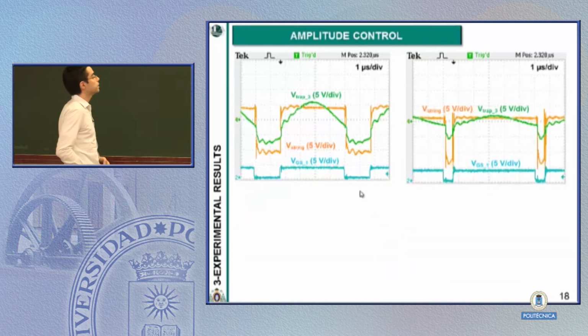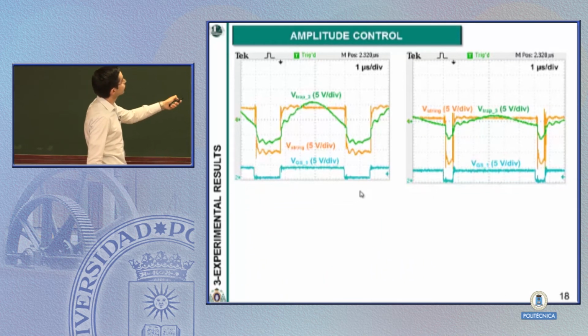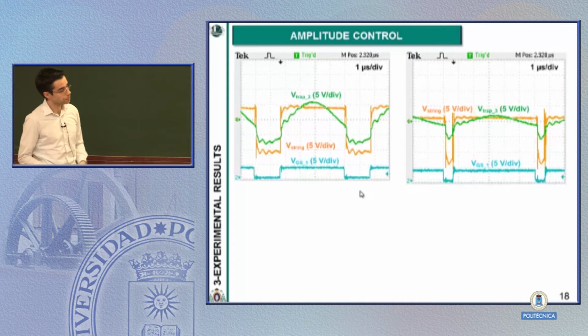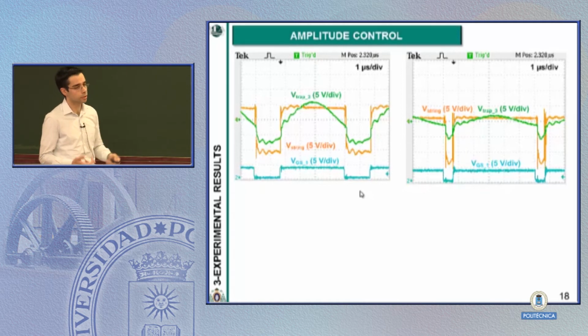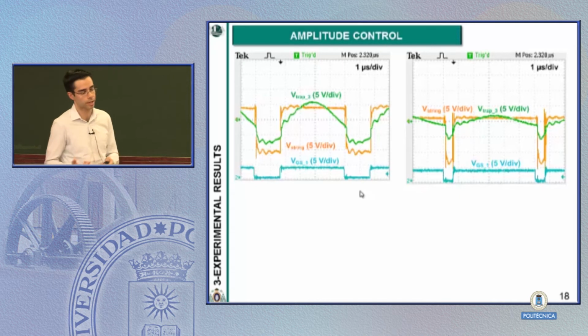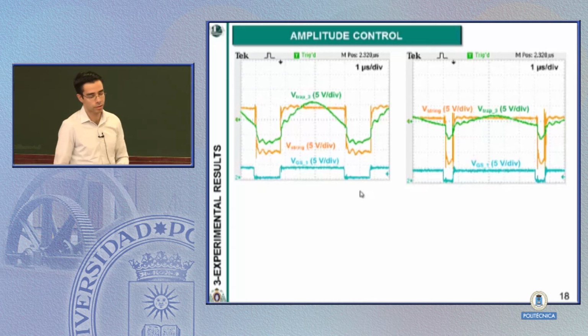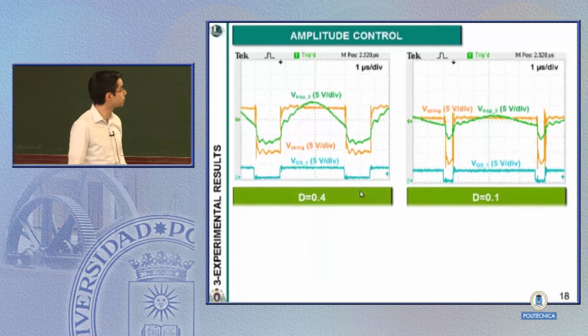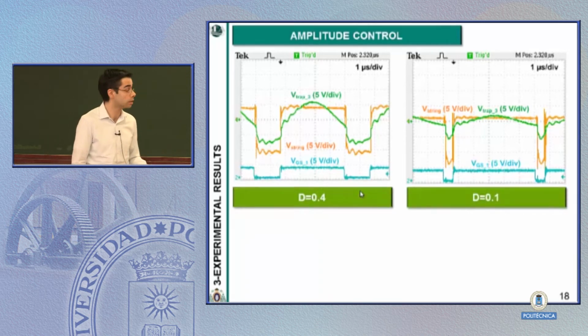Here we have the same figure. In green, we have the voltage of trap 3. And on the right, we have also the voltage of trap 3. And as we can see, it's a different amplitude. The difference also is in the blue line. The duty cycle of the control signals of the MOSFETs of the half-bridge converter are different. One is D equal to 0.4, and the other one is D equal to 0.1.